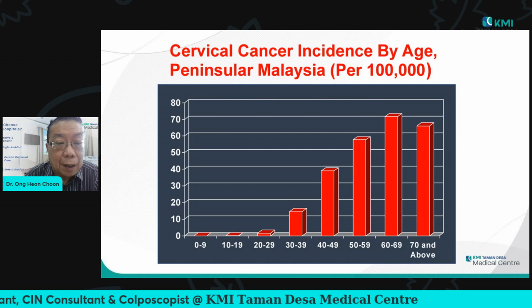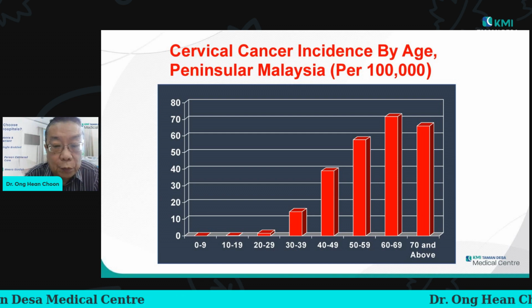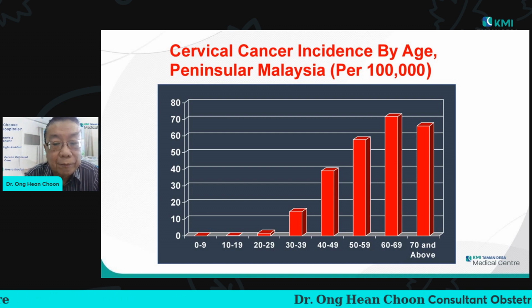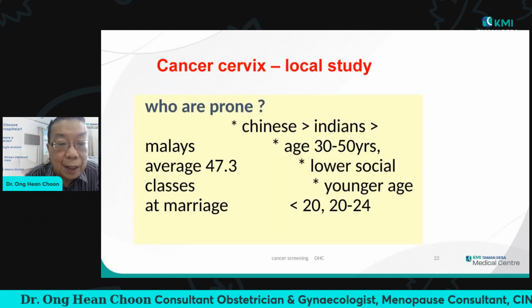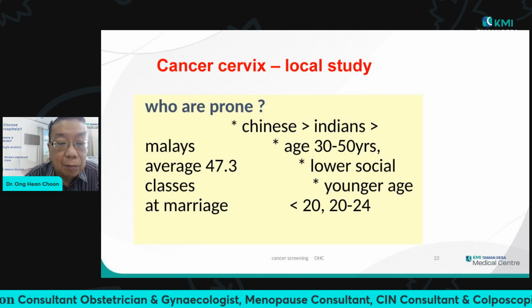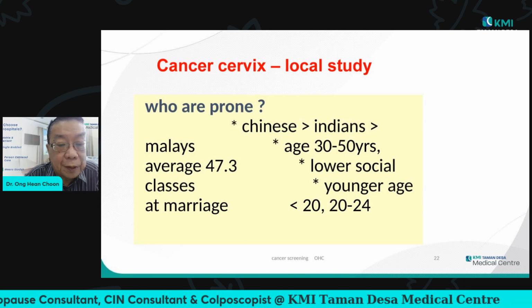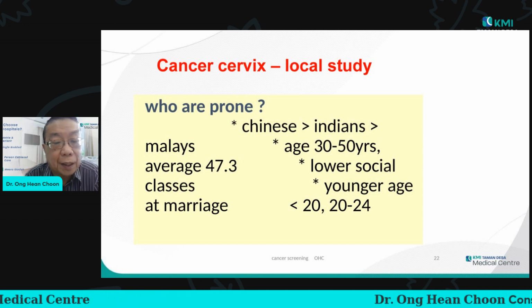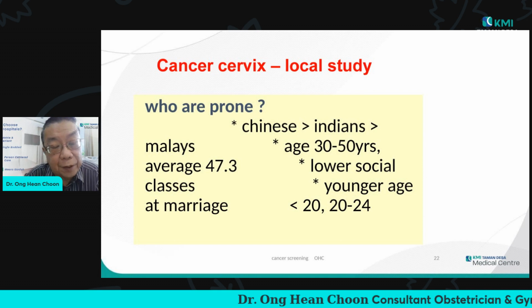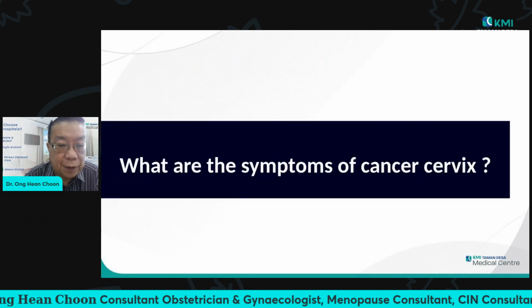Now, this is an old slide, but it shows that in Malaysia, the cancers mainly occur in the older women. You can see here older women, all right? But in a local study that we have done, we have seen that the Chinese are more prone than the Indians and Malays, and the average age is about 47.3, and basically it occurs in the lower social classes, and it is linked to a younger age at marriage, meaning the first time of intercourse. So it's the age at first intercourse that is very important.